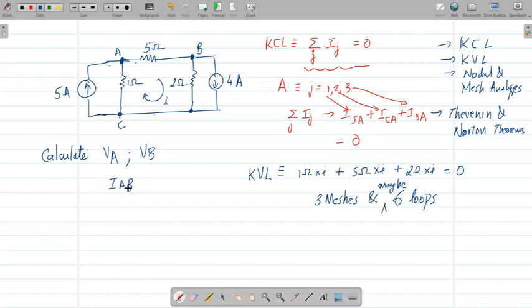So I would like you to, based on whatever you have read so far and whatever you remember, try to solve this problem. And then in the next class, we'll take up these various methods to solve this very same example. So maybe take 5-10 minutes to come up with the answers: what is the voltage at point A, what's the voltage at point B, what is the current IAB, that is the current flowing through the 5 ohm resistor, and various other currents in the circuit, and let's see what answers you get.